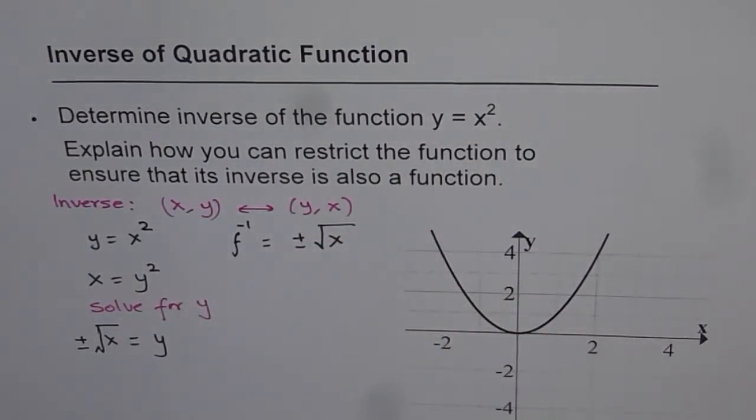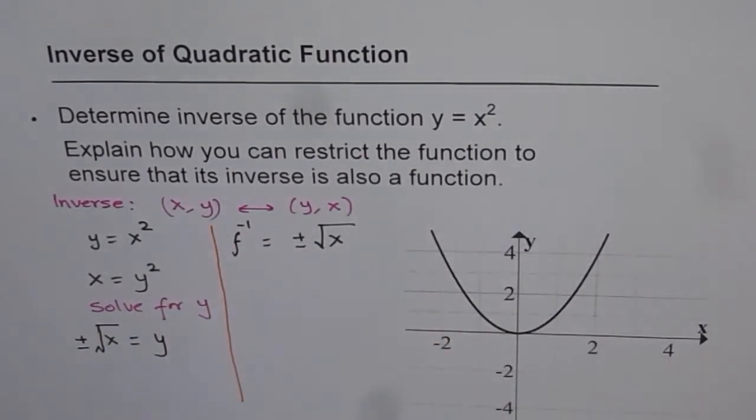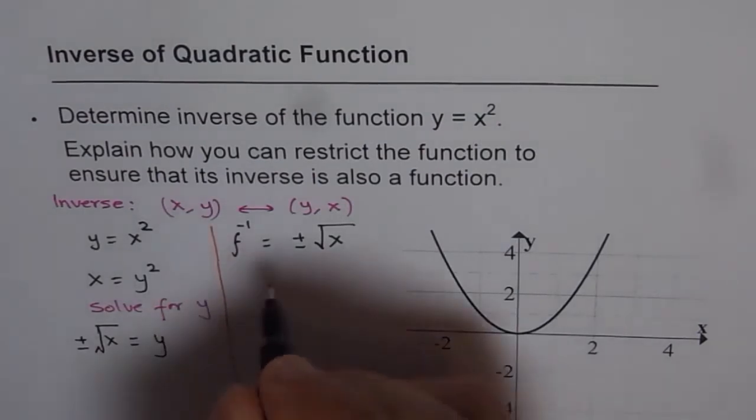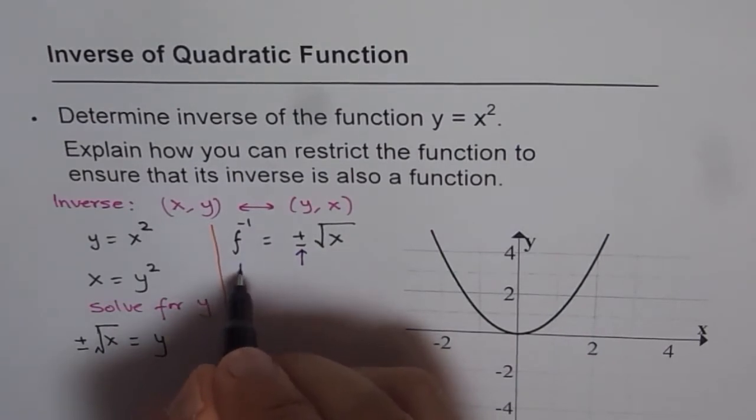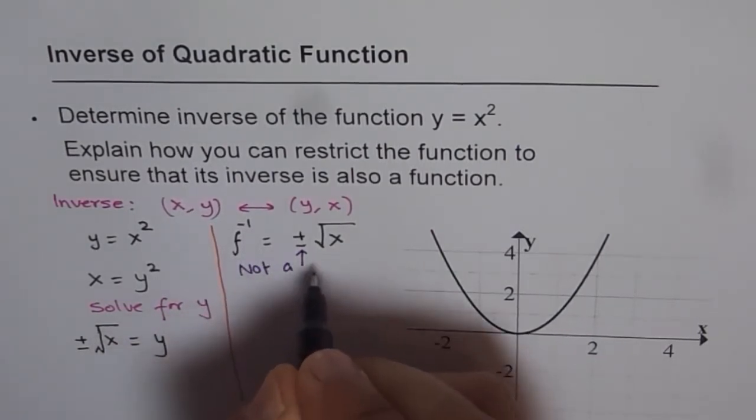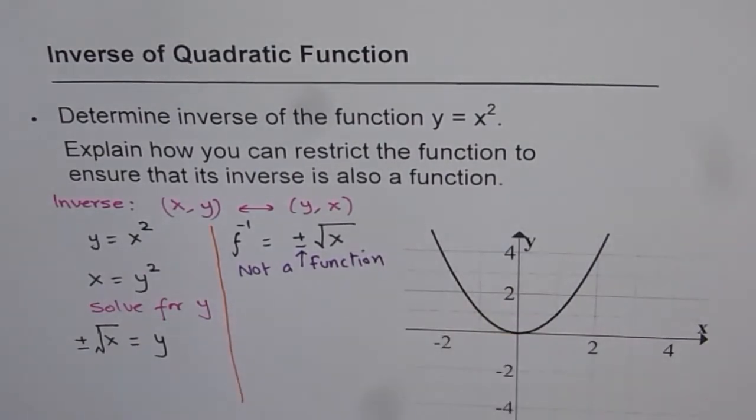Now, as you can see, this inverse is not a function. We know that this is not a function since it has two values, plus and minus. So the inverse is not a function. That is what we conclude.